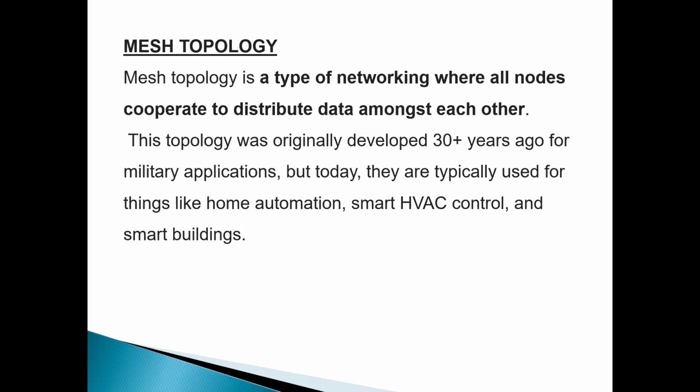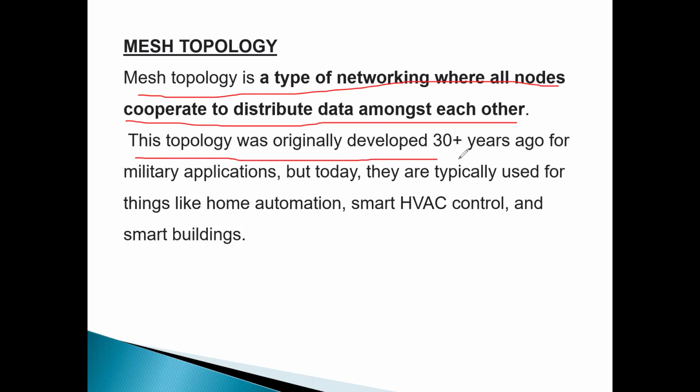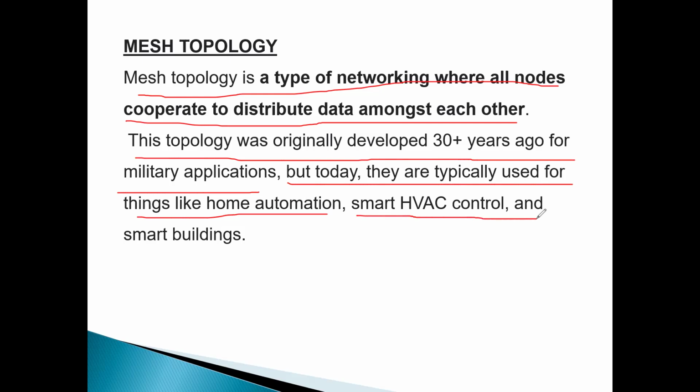Now see mesh topology. So mesh topology is a type of networking where all nodes cooperate to distribute data among each other. In this mesh topology, every computer has multiple paths to transfer data. This topology was developed 30 years ago for military application. But today they are typically used for things like home automation, smart HVAC control, and smart meters. In that network, each device will have multiple paths to transfer data.